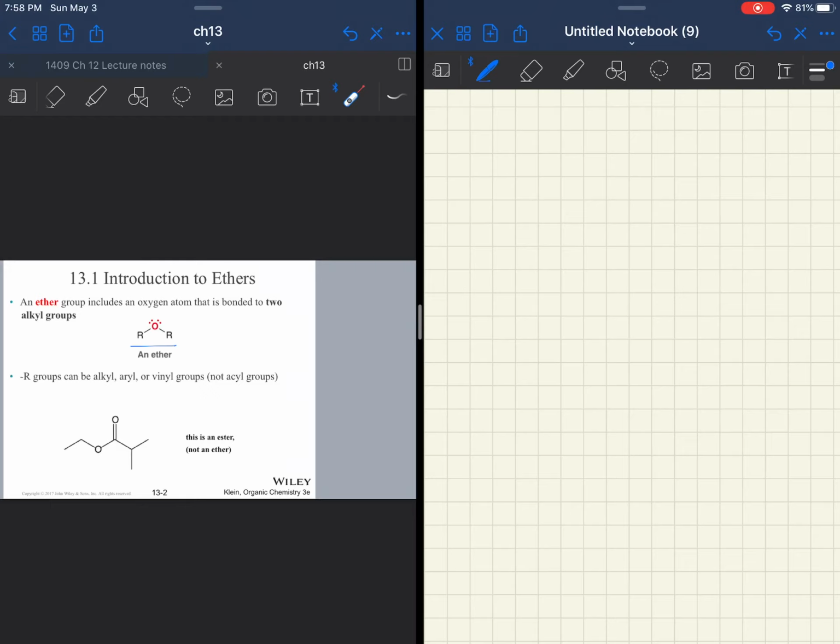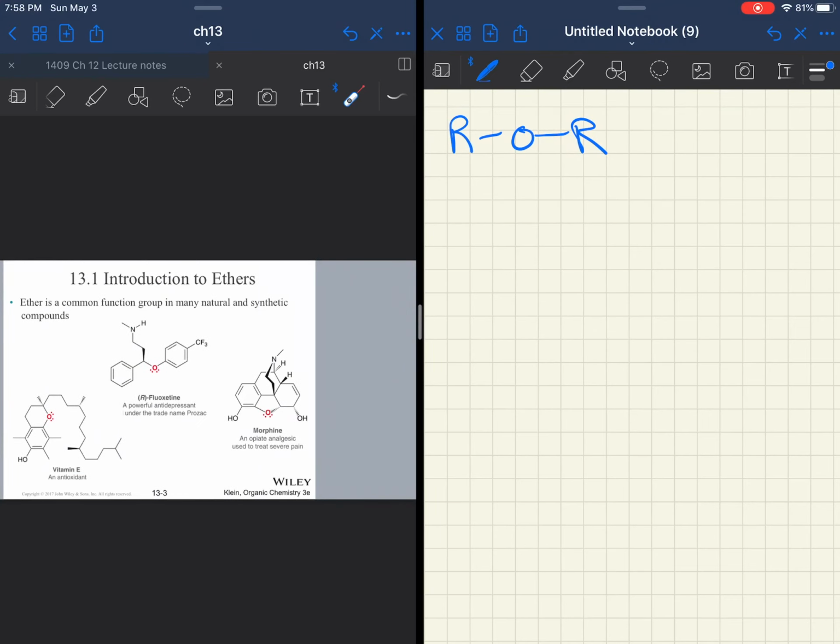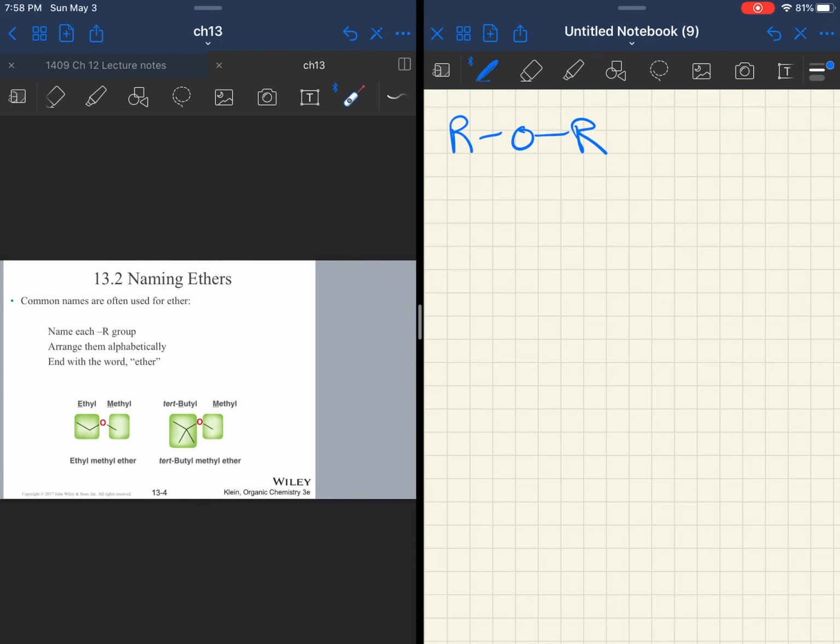So ethers specifically are ROR, but you have to be careful. Just because it's a carbon doesn't mean it's an ether. If it's a carbonyl, we're now in ester or anhydride territory. It's got to just be a carbon attached to other carbons or hydrogen. They're found in a lot of different natural and synthetic products. It's a pretty common functional group, and there's two different ways to name them.